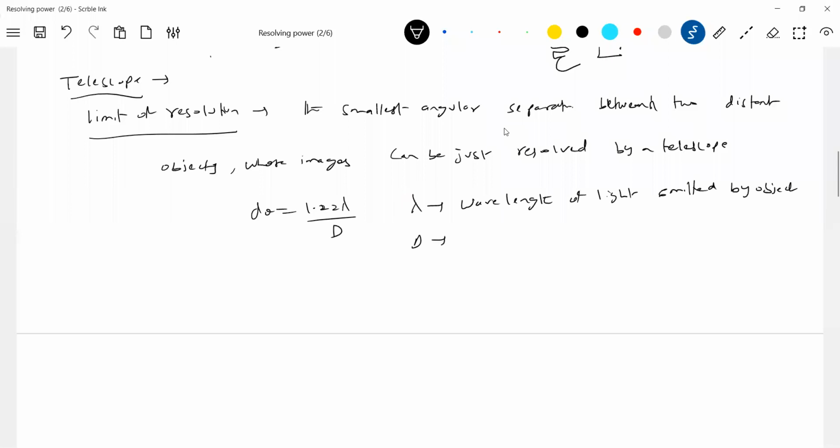And what is capital D? Capital D is the aperture of the lens or diameter of the object. Better let me write here. Diameter of objective lens of telescope. It directly depends on that limit of resolution. And the reciprocal of this is called as resolving power.